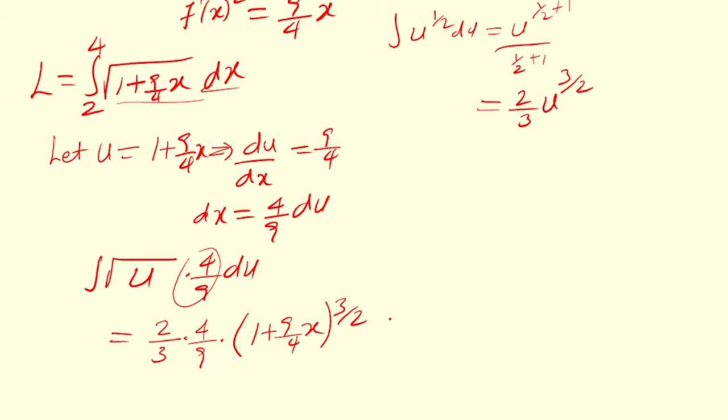This is the integral. Now the definite integral from 2 up to 4. You can write this as 8 over 27, and then substitute 4 minus substitute 2 and simplify, and you'll get the answer. Now this is from part 1 up to part 3.